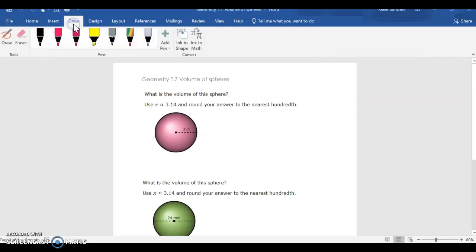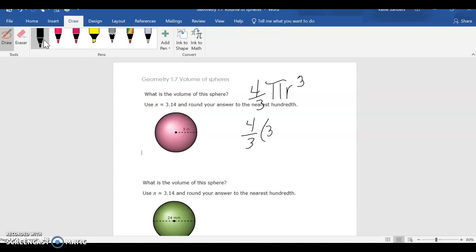Okay, for volume of a sphere, or volume of a ball, so volume is always three-dimensional, and we're dealing with circle parts, so it's going to be pi r cubed, but it's really 4/3 pi r cubed. So let's just go ahead and do it.